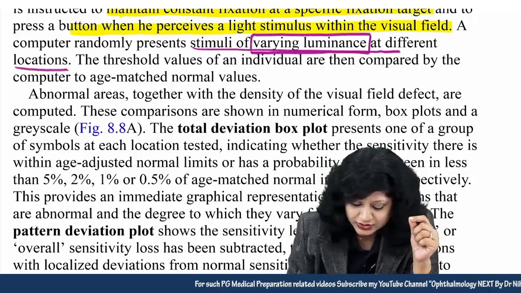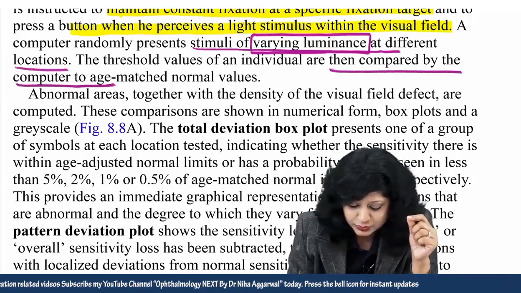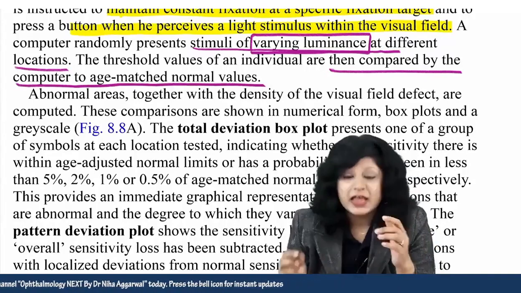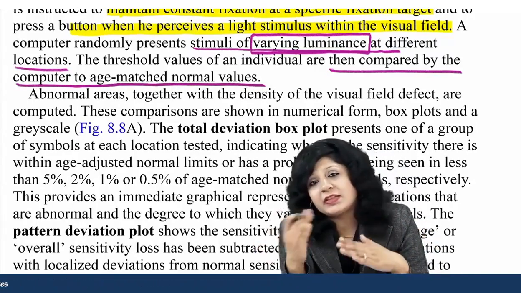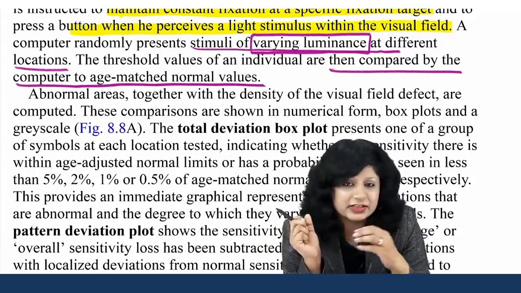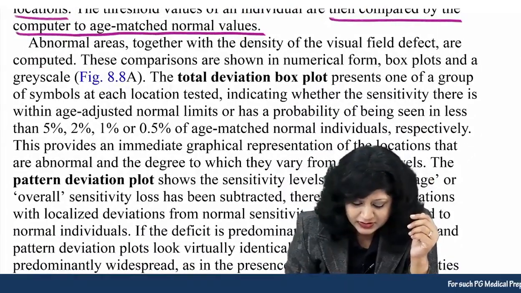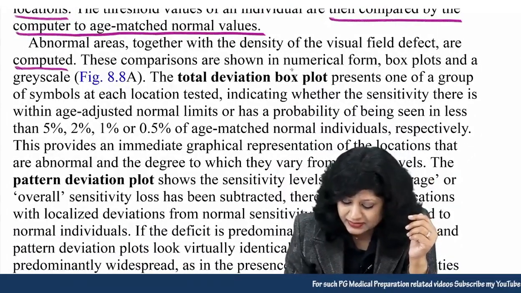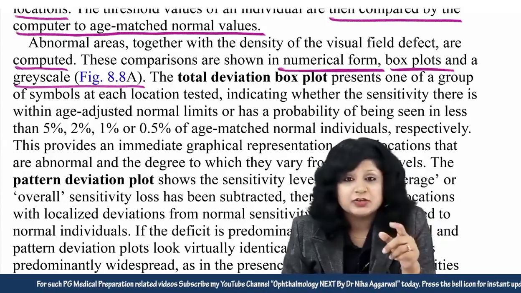The threshold values of an individual are then compared by the computer to age-matched normal values. Whatever values we are getting, the computer will analyze with the age-matched control values, and then it will give you a final result. Abnormal areas together with the density of the visual field defect will be computed. The comparisons are shown in numerical form, box plots, and a grayscale. So I'll show you that.